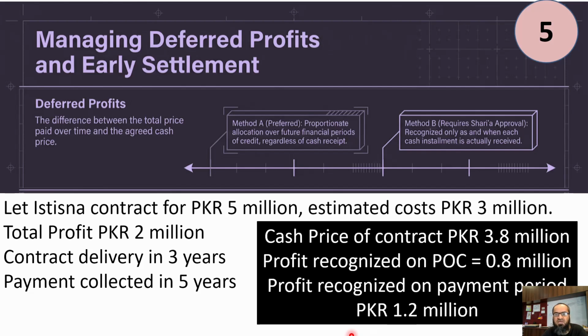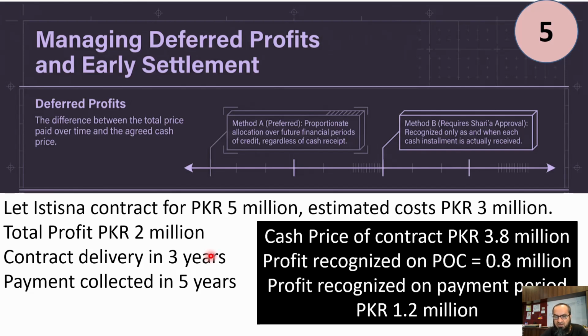Because if we apply the percentage of completion method onto the entire amount of 5 million, then this will be recorded in the 3rd year completely, and in the 4th or 5th year some money is still to be received and there will be no profit. But since it is effectively a financing transaction, it has to go beyond that.